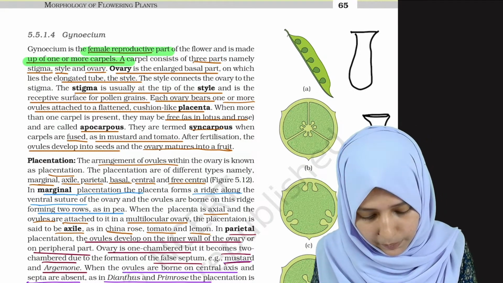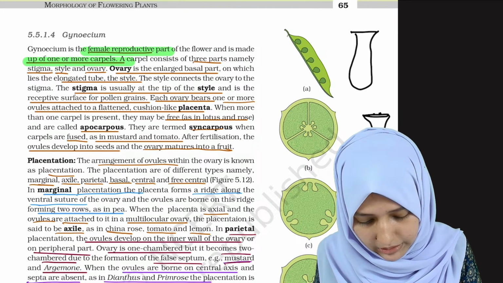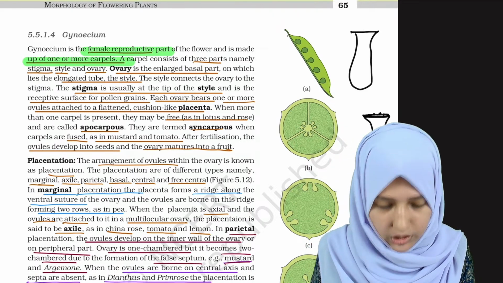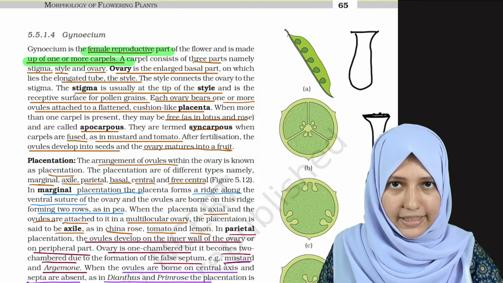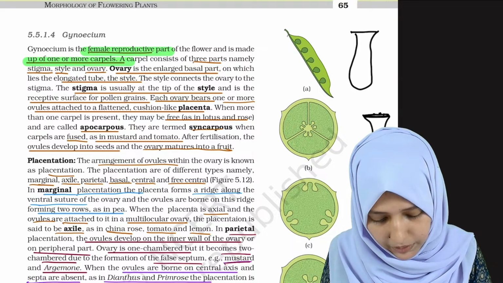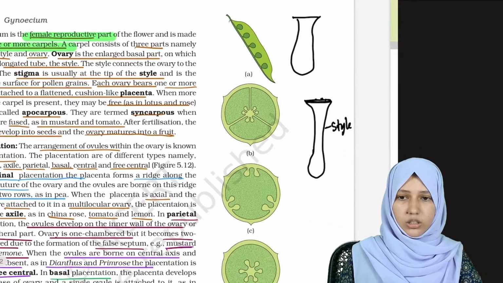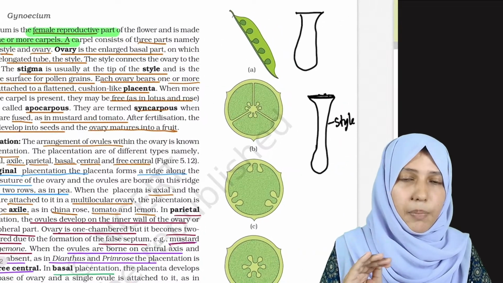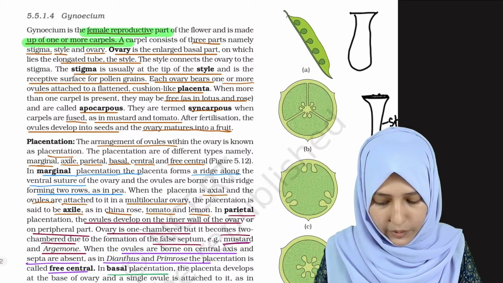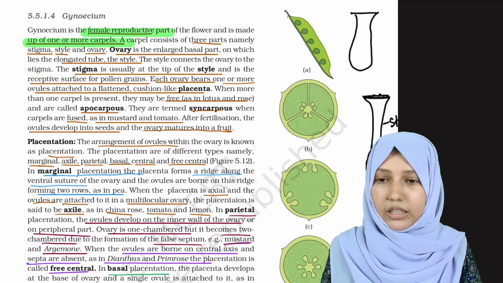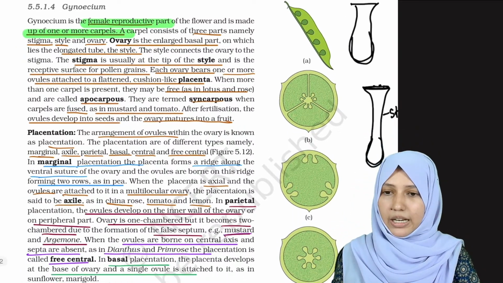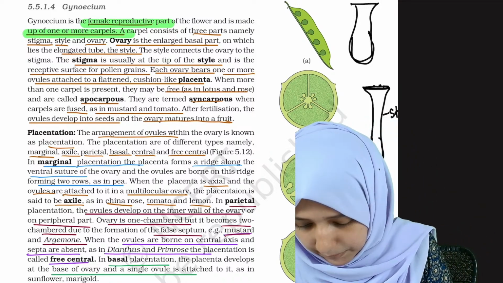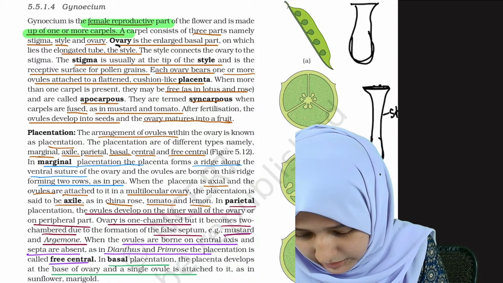The part where the pollen comes and stays, where pollens are placed, is known as stigma. The middle part is style. Style is the part which connects the stigma with the ovary. Ovary is the enlarged part at the bottom. So these are the three parts of a carpel. Ovary is the enlarged basal part, clear?